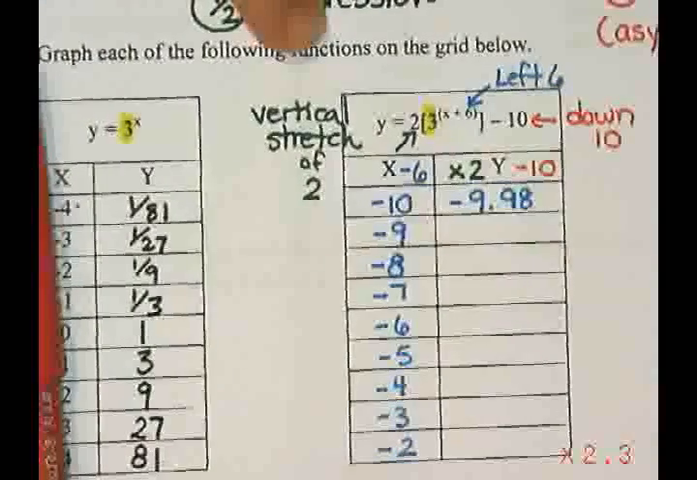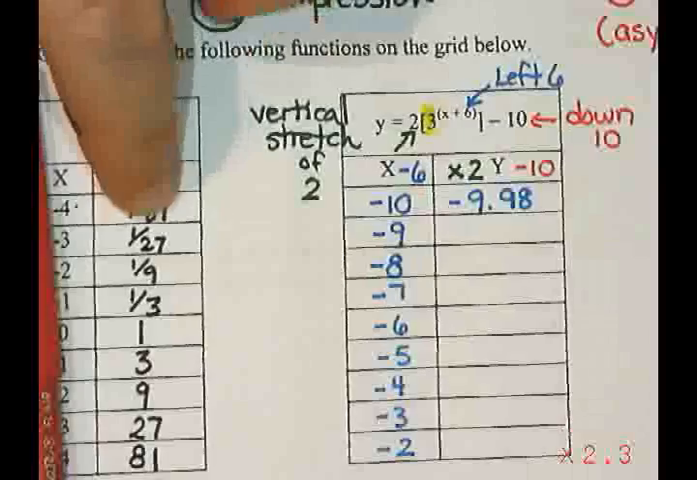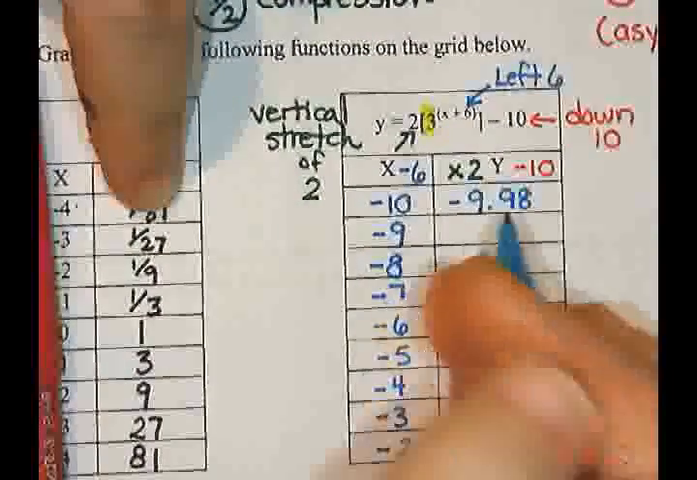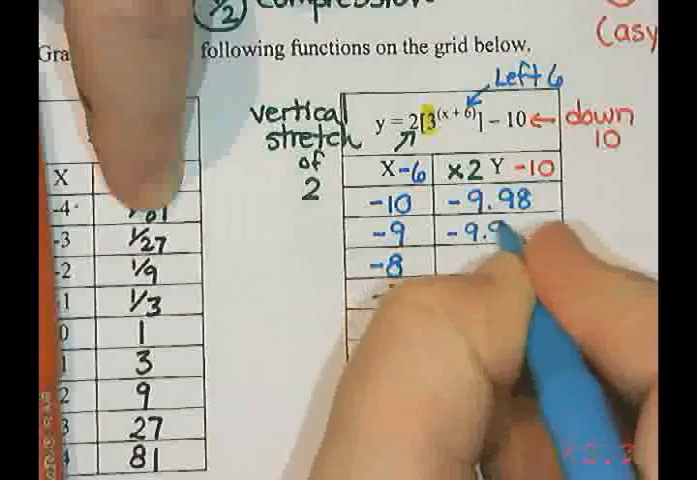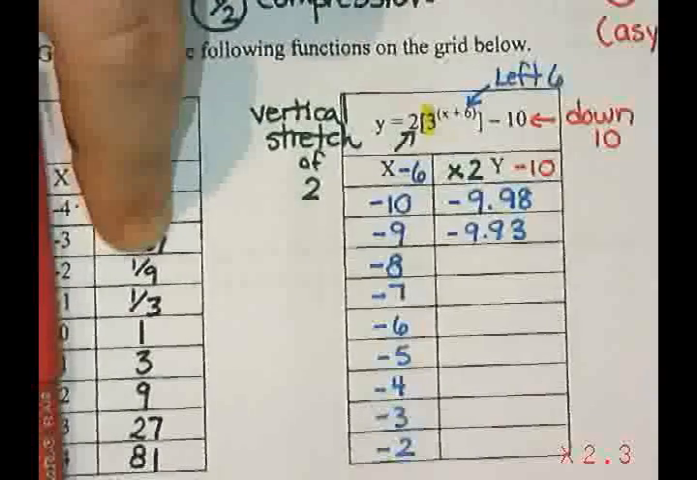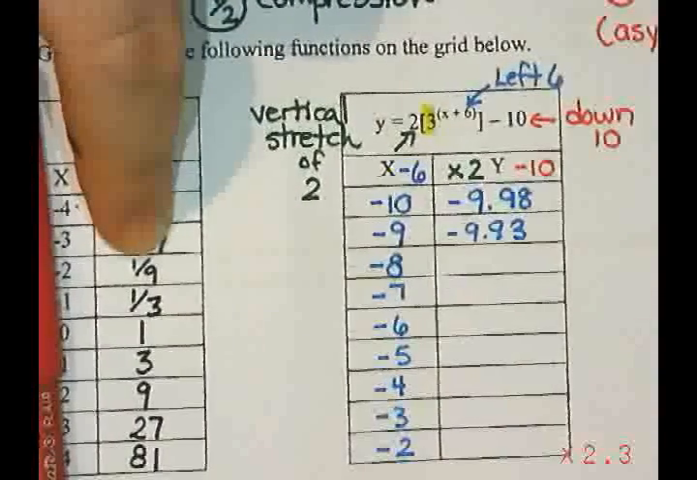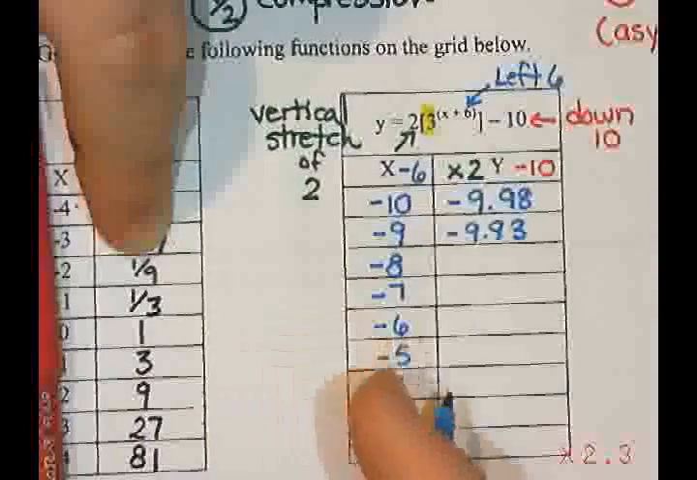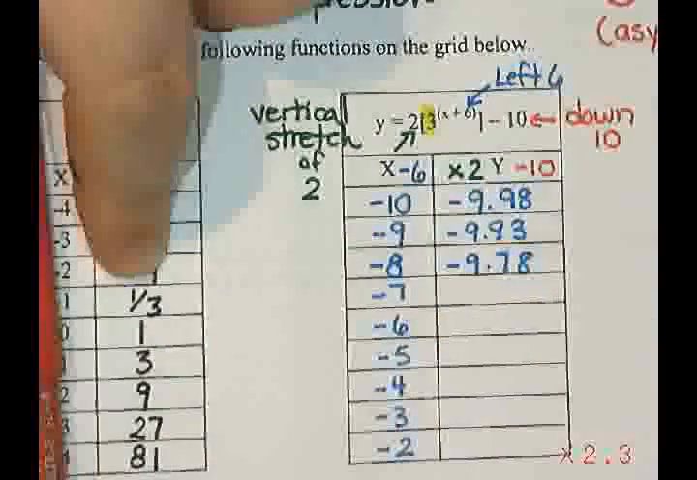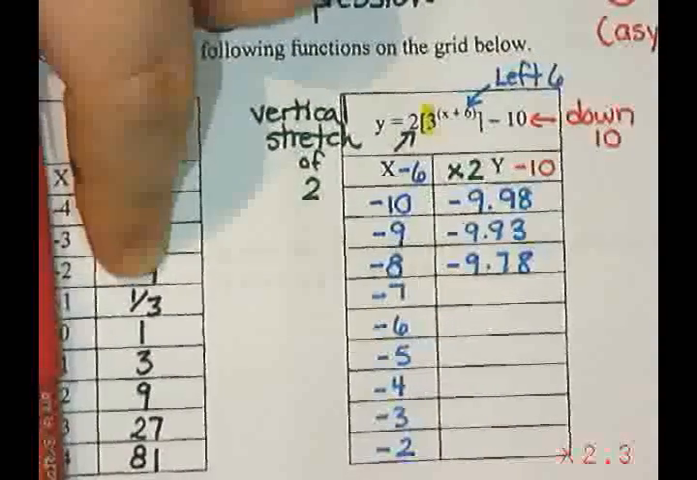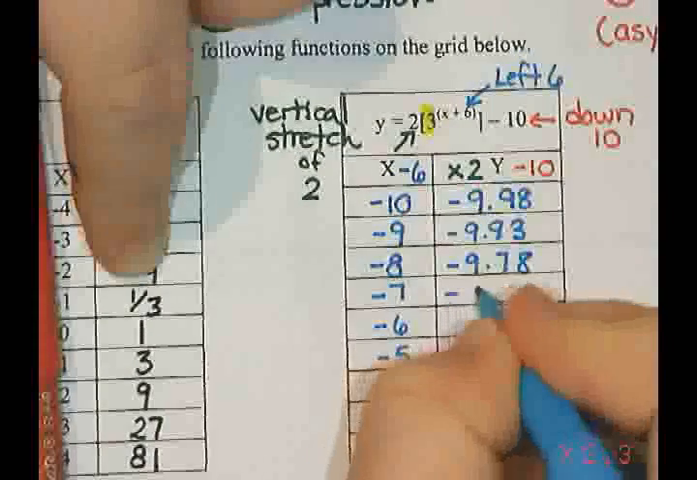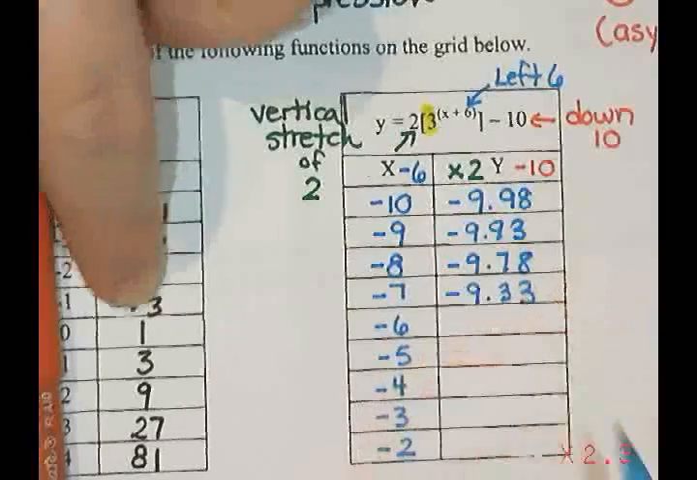And then on the calculator, still off screen, I have 1 divided by 27, that's the next one down, times 2 minus 10, which is negative 9.92. Actually, it's going to round up to a 3 because it's 925. 1 divided by 9 times 2 minus 10 is negative 9.777, so negative 9.78. And then 1 divided by 3 times 2 minus 10 is negative 9.33333, or negative 9.33.